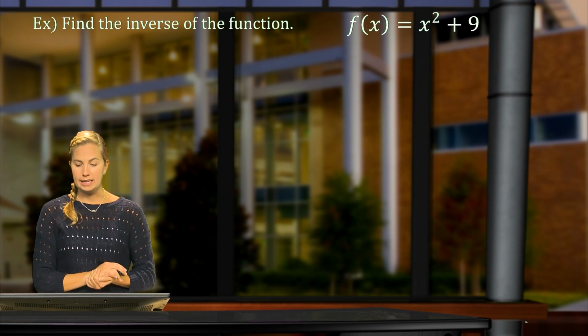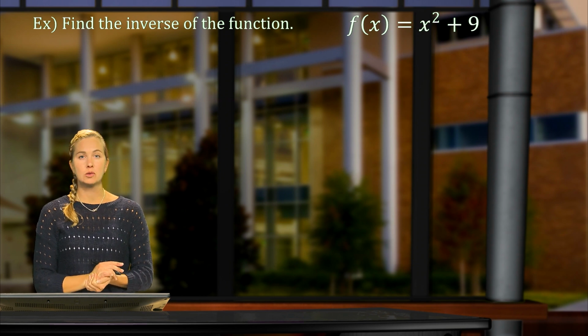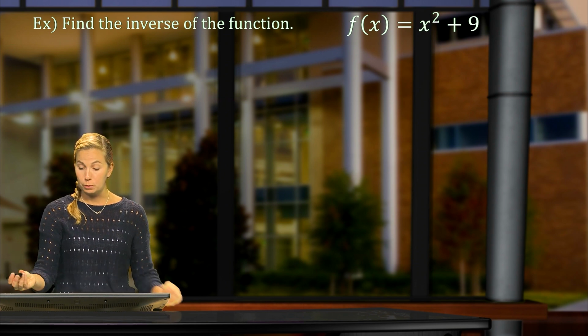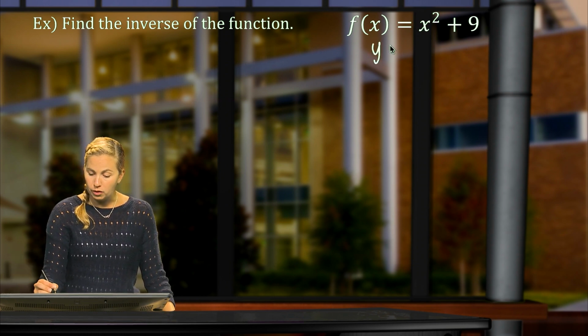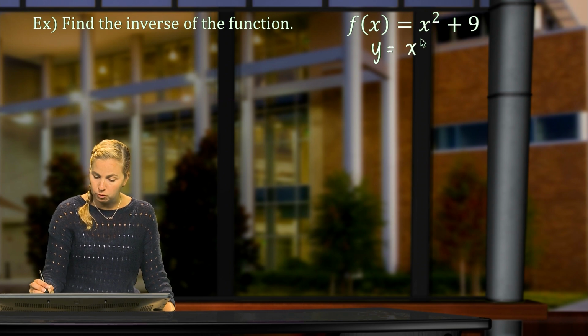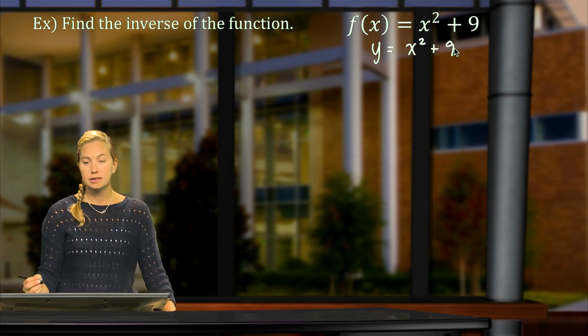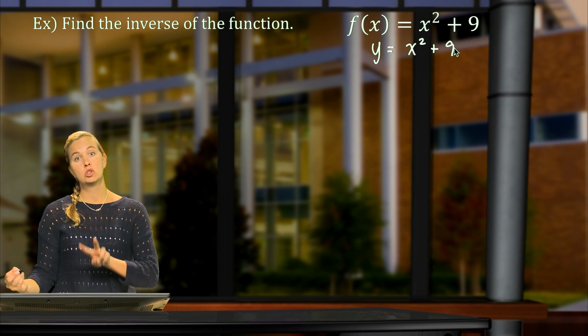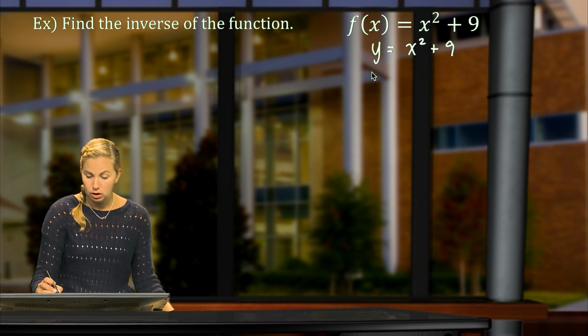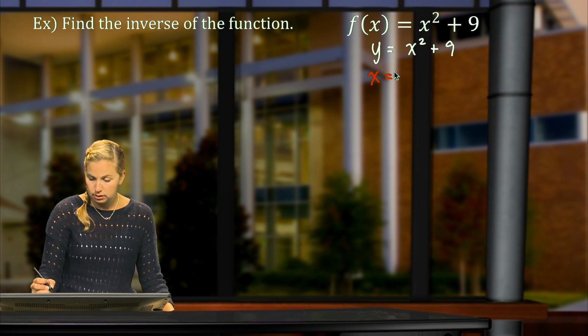Okay, so let's try this. We have f of x equals x squared plus 9. We know that f of x is the same thing as y, so this is just like saying y equals x squared plus 9. And our first step is to switch our x and y values. So y becomes x, and x becomes y.